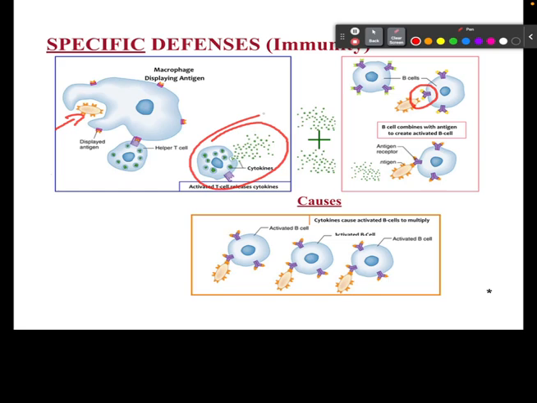So with that said, this is some information on how T cells work. And this is one of the more important lines of defense in the body. So if you have any questions on how T cells work, please let me know and we can talk about it.